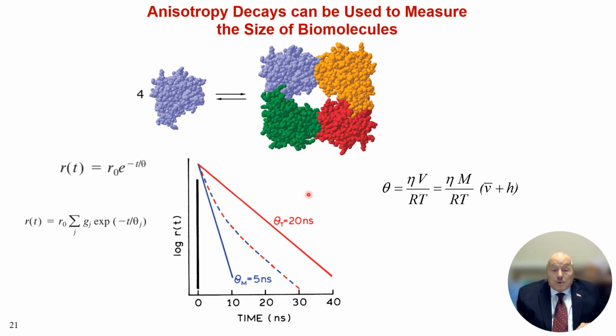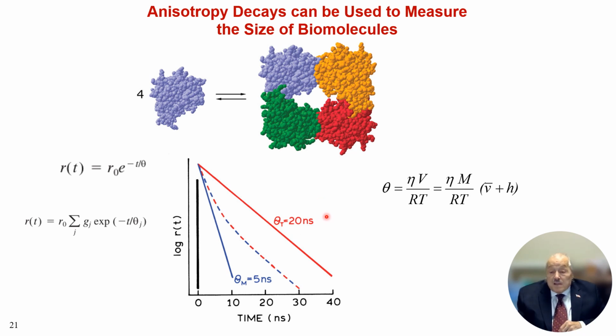And if we were doing a biophysical experiment on this, we could determine the fraction which is in the monomeric or the tetrameric state by the intensity decay. Because if it's partially tetrameric and partially monomeric, we would have a 4 nanosecond and a 20 nanosecond component in the anisotropy decay.